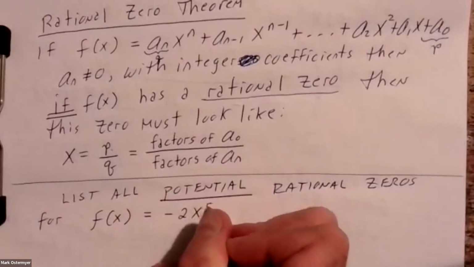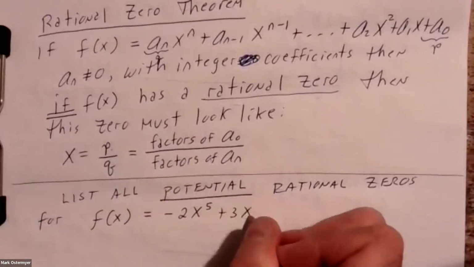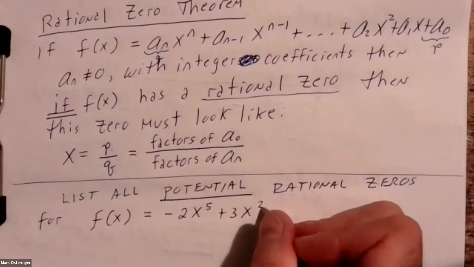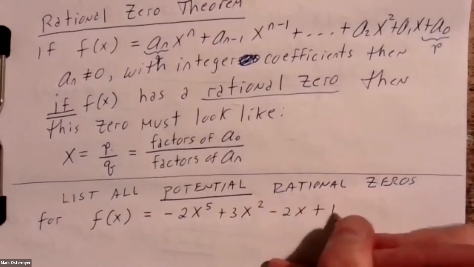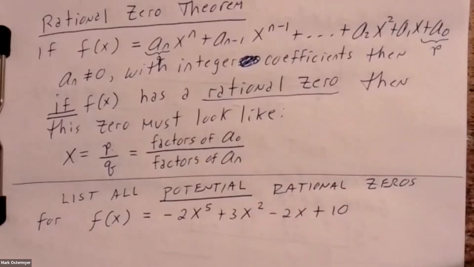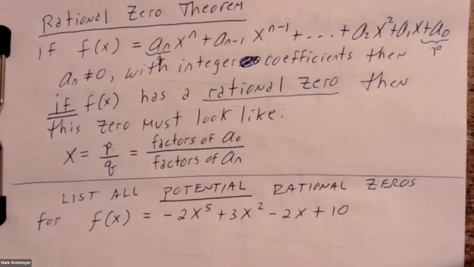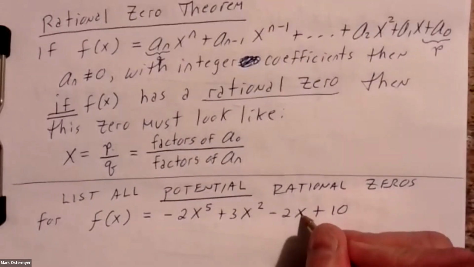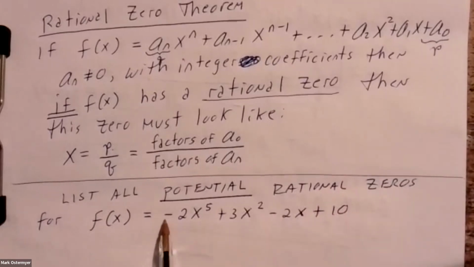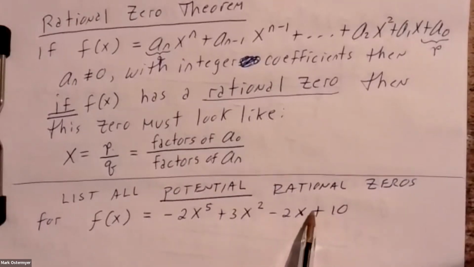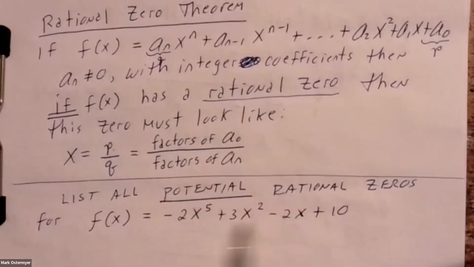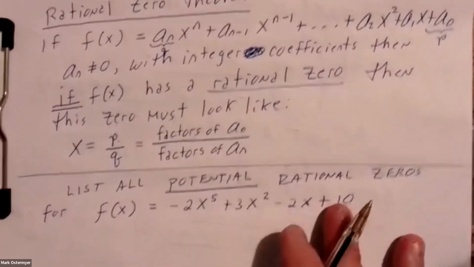Negative 2x to the 5th plus 3x to the 2nd power minus 2x plus 10. So we're going to list all the potential rational zeros that this function may have. Notice the list we're about to build is not saying that they are all going to be zeros of this polynomial function. None of them may be. But this theorem up here says that if this does have any rational zero, it's got to look like the ones we're about to show you in the list. Okay. So here we go.